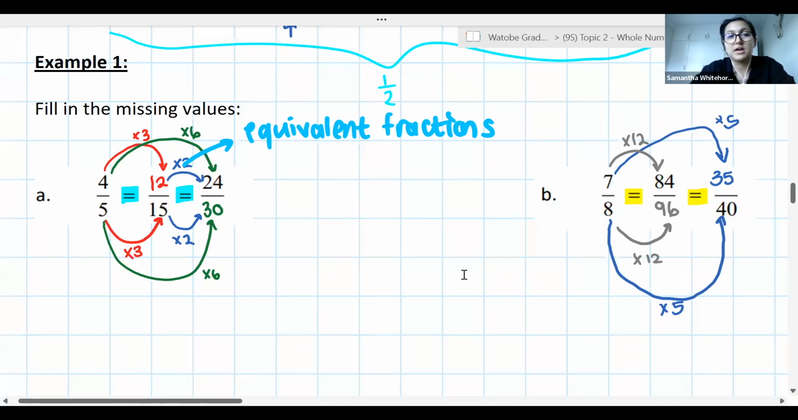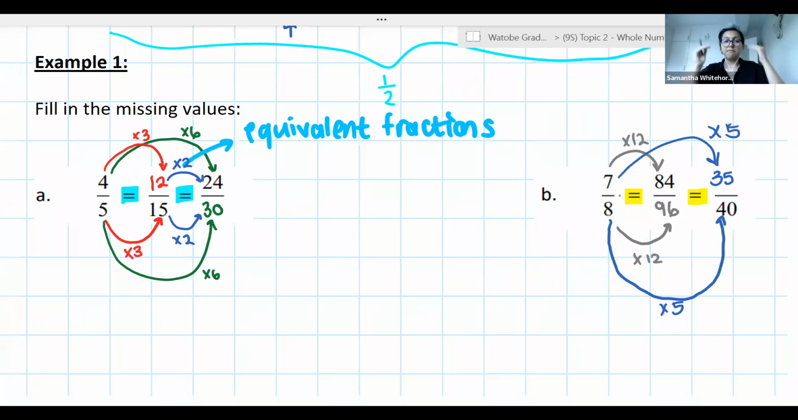Okay, guys, very nice. So for the last one, 8 times 5 gives us the 40 in the denominator. And so we do the same thing at the top. We times the 7 by 5 and we get 35. So it's all about multiplying the top and the bottom by the same value in order to get our answers.